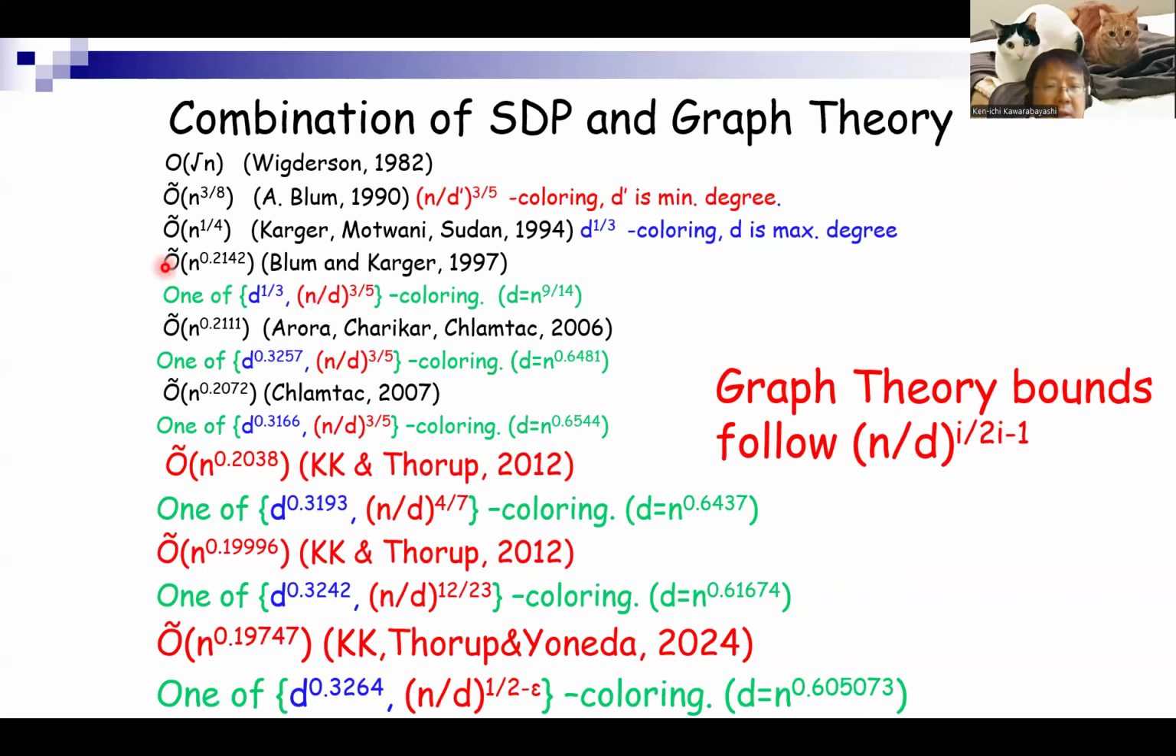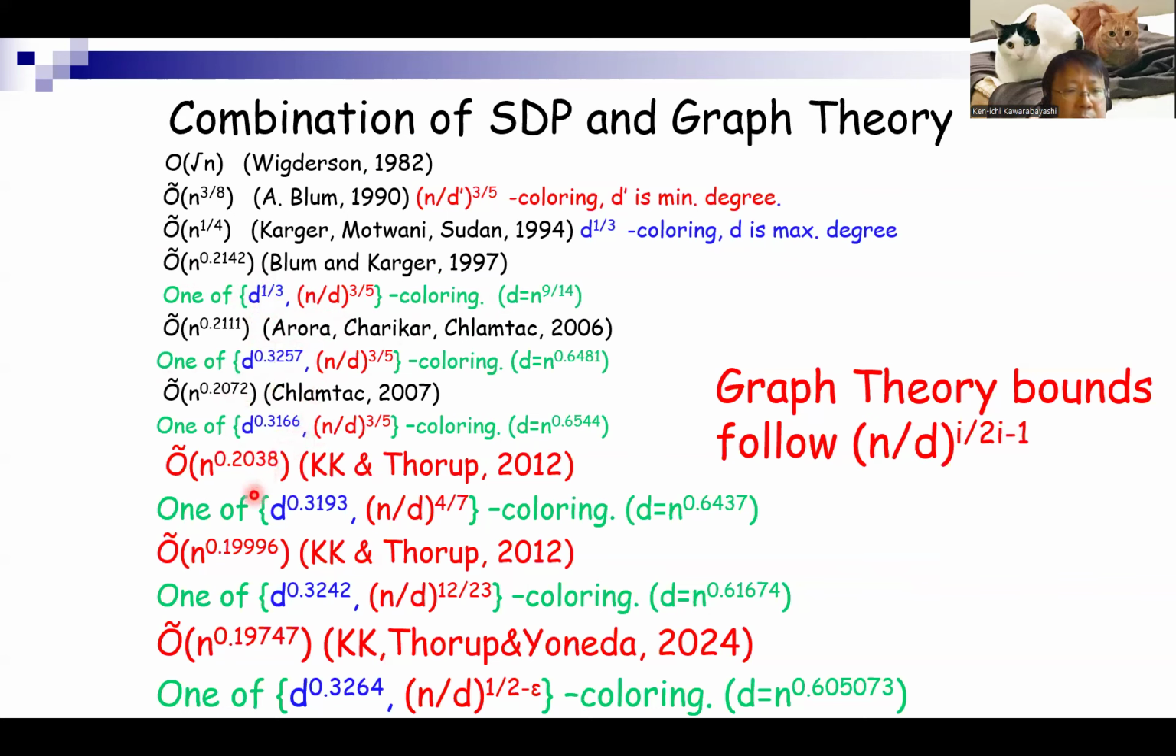So from here, d to the 1/3 or one of these two, and Lorca, Charikar, Crompton, they make progress. From here d to the 1/3 to this value, and Crompton also makes progress with this.